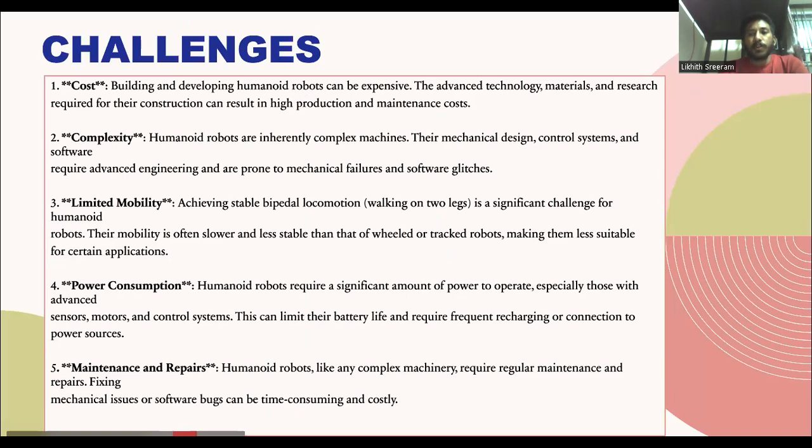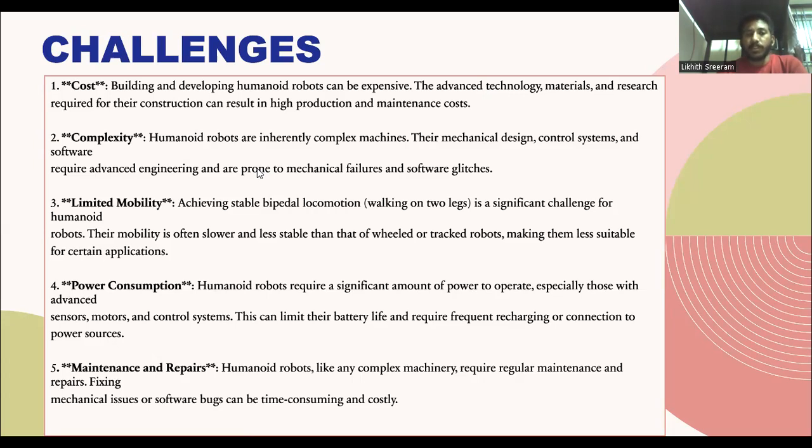If we come to the topic of challenges, meaning disadvantages or aspects which are negative to the humanoid robot, the main thing is cost. Building and developing humanoid robots can be expensive. The advanced technology, materials, and research required for construction can result in high production and maintenance costs. Complexity: humanoid robots are inherently complex machines. Their mechanical design, control systems, and software require advanced engineering and are prone to mechanical failures and software glitches.